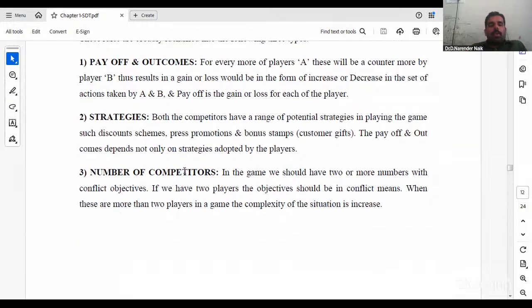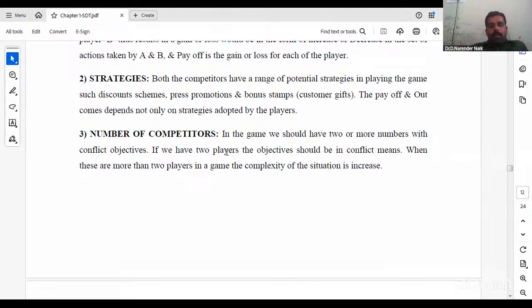Okay. The next one here, number of competitors. In the game, we should have two or more members with conflicting objectives. If we have two players, the objective should be in conflict. When there are more than two players in a game, the complexity of the situation will increase. See, number of competitors means when two or more players are there, the situation is a conflict situation.